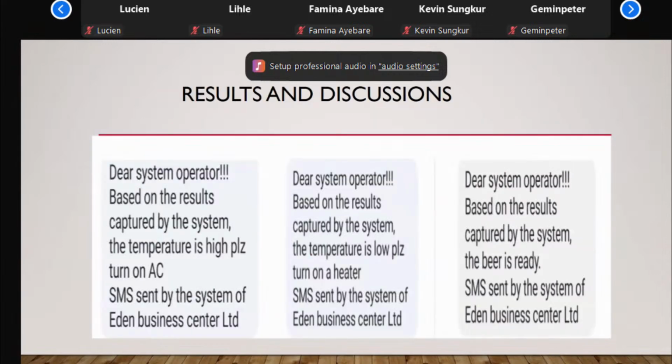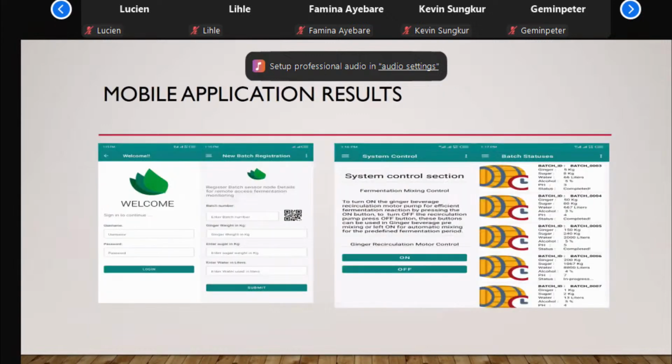This is the notification result, where different conditions will be sent to the operator. In case the temperature goes high or low, a message will be sent to the operator for intervention. This is the mobile application result where the user can monitor the production process and fermentation process remotely. They must have the credentials so that they can access all this information.